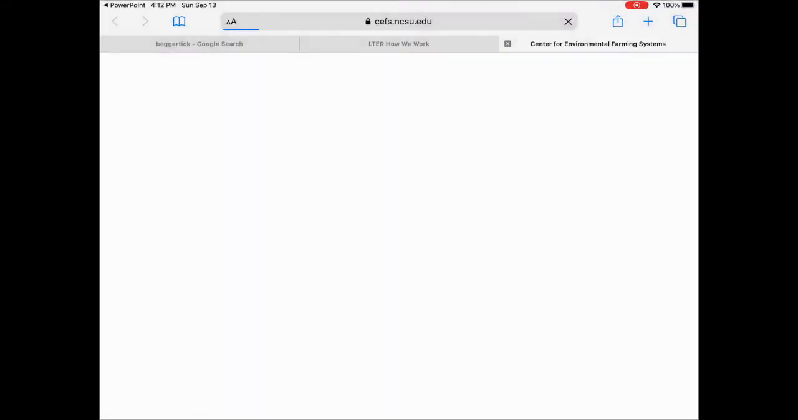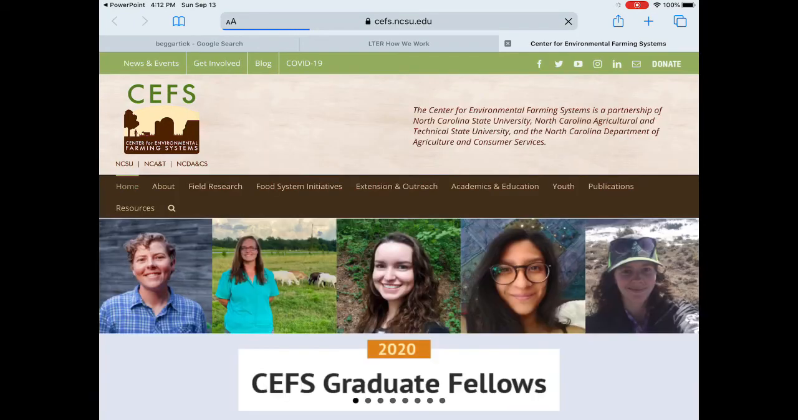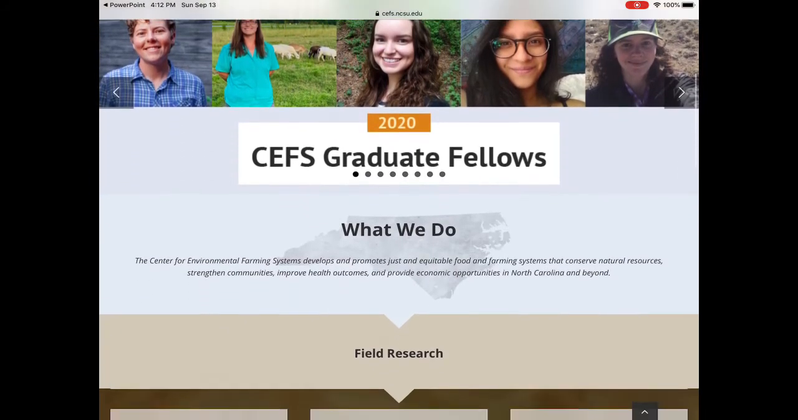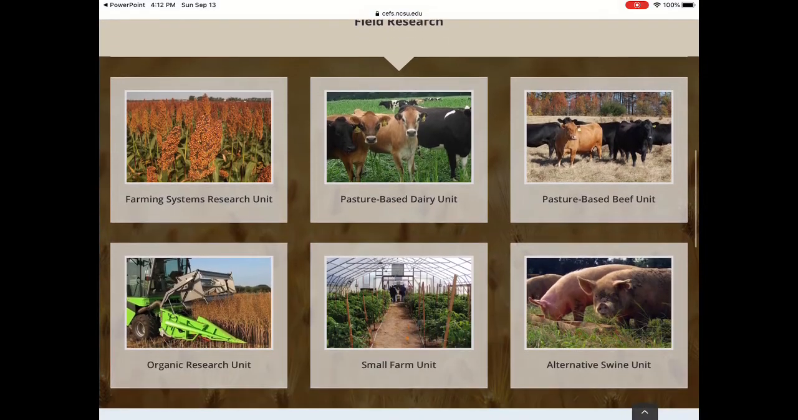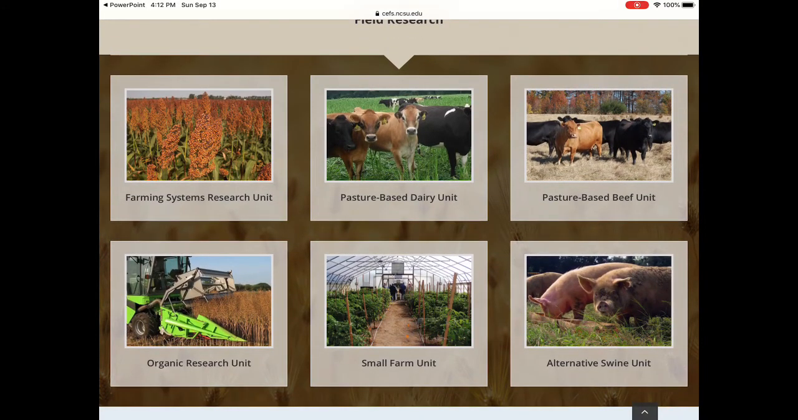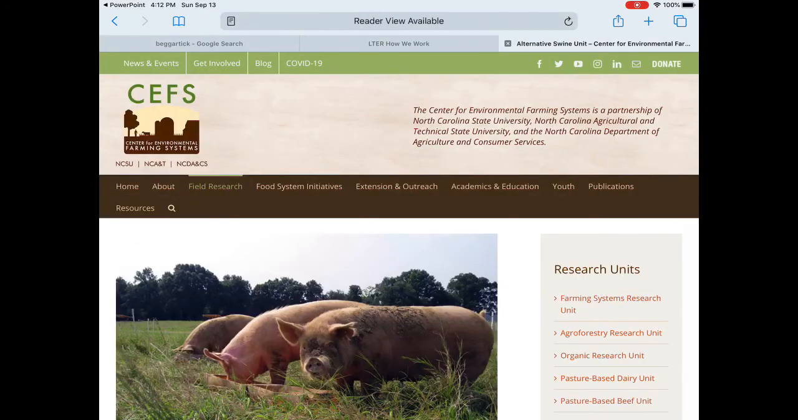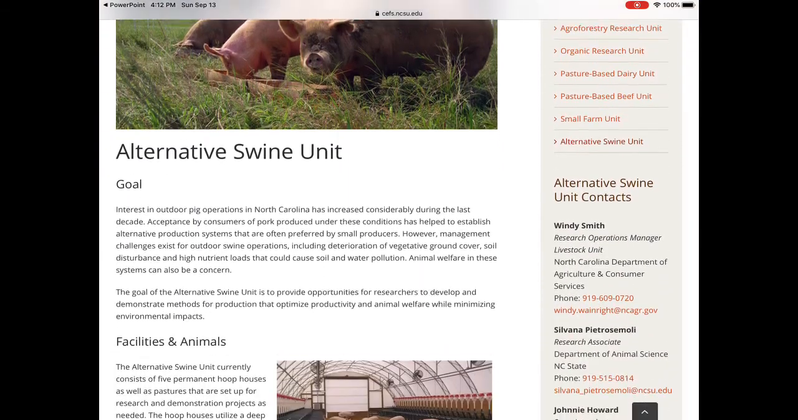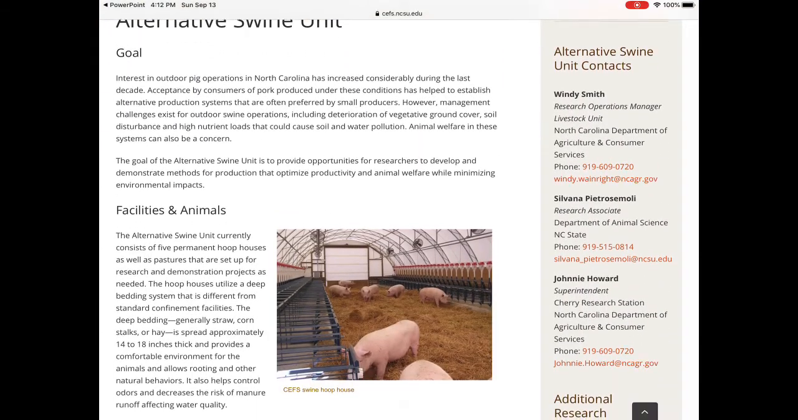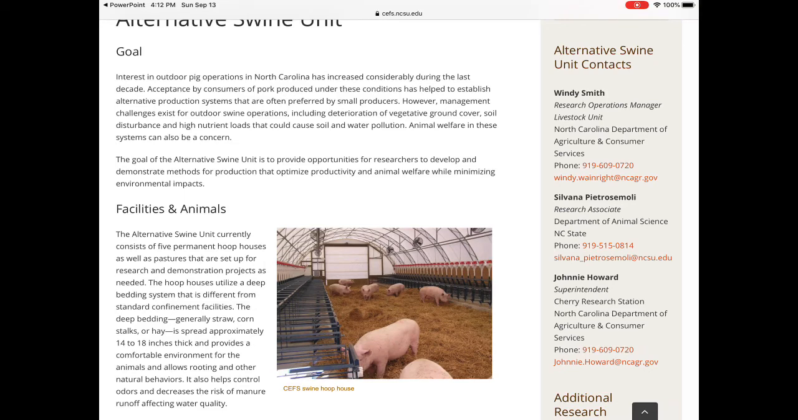The Centers for Environmental Farming Systems. All right, this is another one that does field research. You can see some of the different types of field research they have, both animal, small farm, organic, more traditional farming. So let's take a look at this alternative swine unit, for example. And you can see what their goals are. You can see the facilities and the animals. And this research organization is dedicated to helping farmers look at different methods of production and the pros and cons of those different methods.